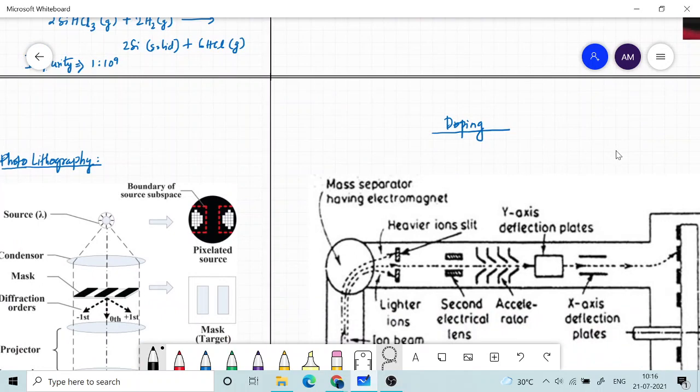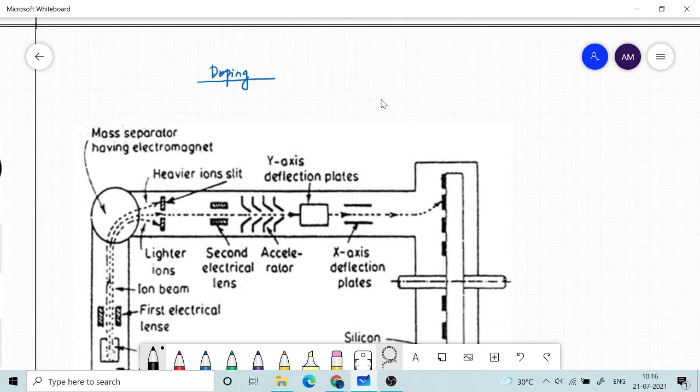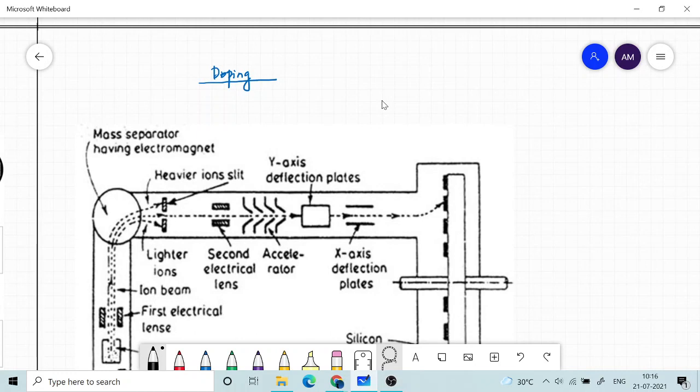You can do it in multiple ways again, but the most popular that we will focus on is, so doping can be done in two different ways. One is called diffusion, which is not used much these days, and what is more common is ion implantation. Okay, diffusion and ion implantation. So this is the popular method right now.